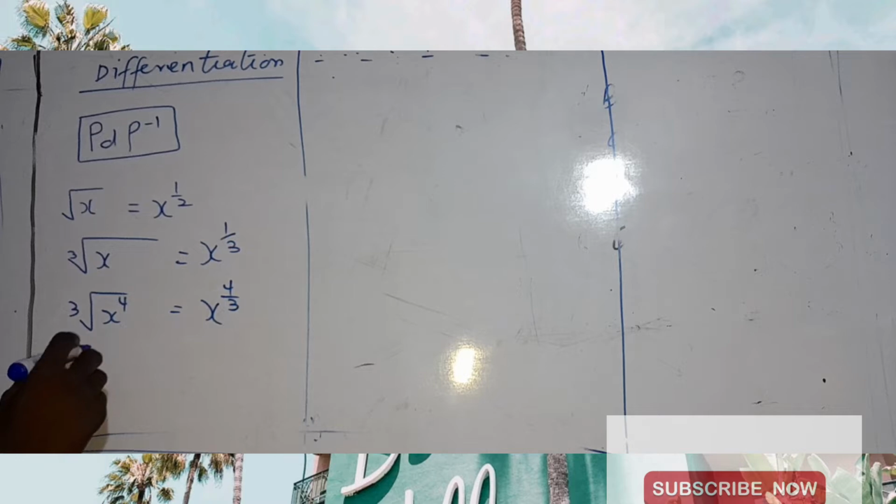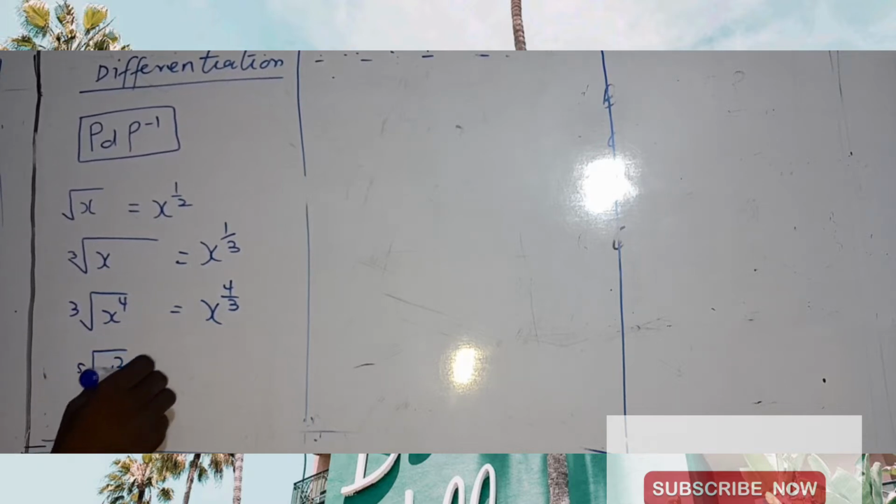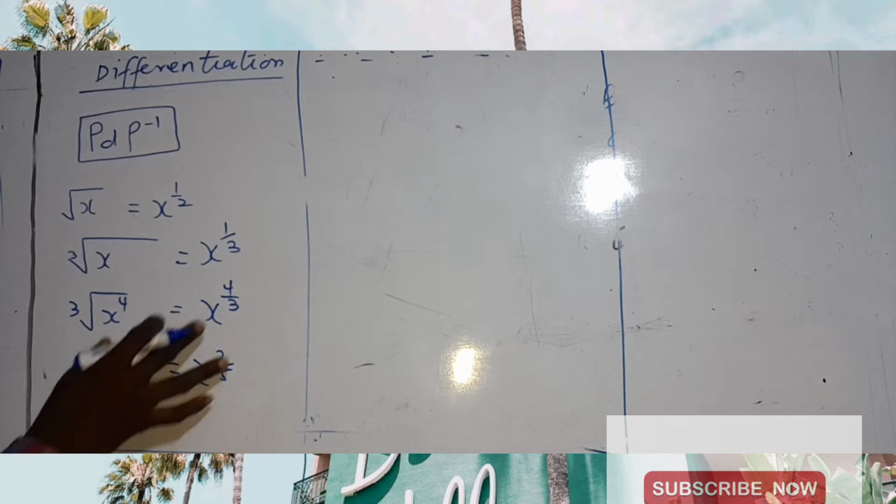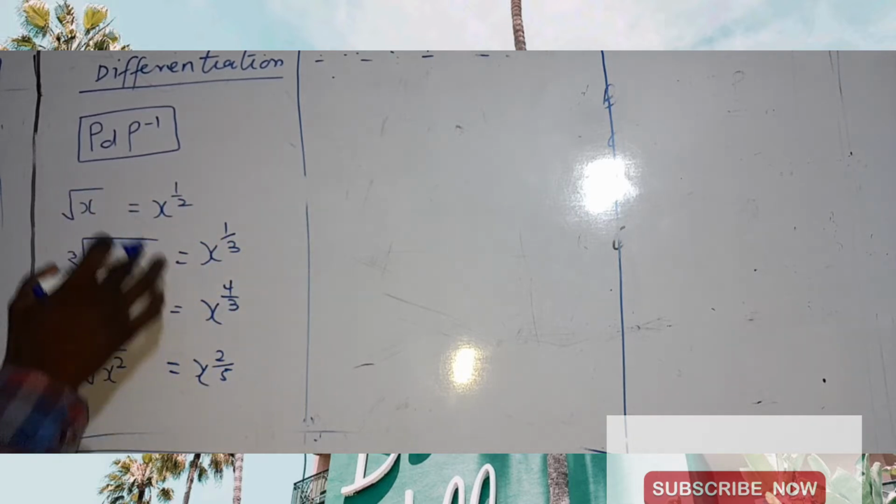What if you have, let's say, the fifth root of x raised to the power 2? The 2 should be at the top, so it's going to give you x raised to the power 2 over 5. Let's know how to express this before we move on to the rule.